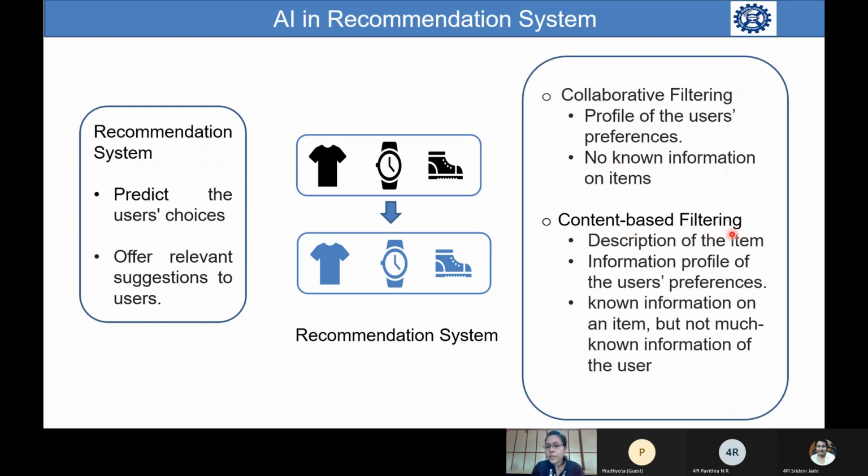Next is content-based filtering. Here the description of the item is important, and information on the user's preference also. For example, in movie recommendation, content-based filtering is used. It captures the description of the item. For a movie, what are the descriptions? Who are the actors or actresses, who is the director, what type of movie it is, what is the duration. These are the descriptions of the item. With this description, they map the user's preference, and based on that they recommend the movie of your choice.